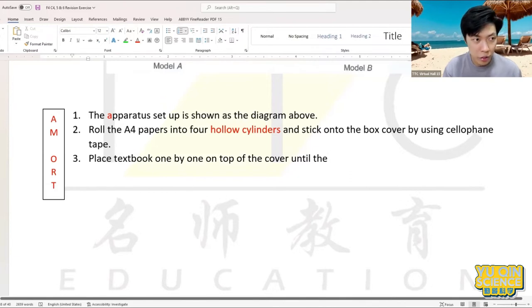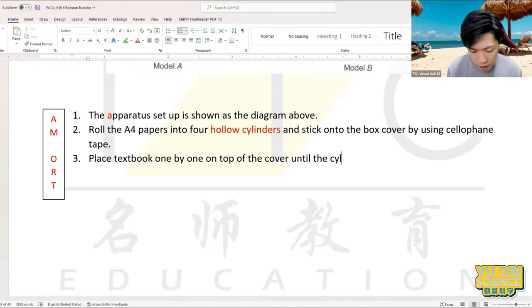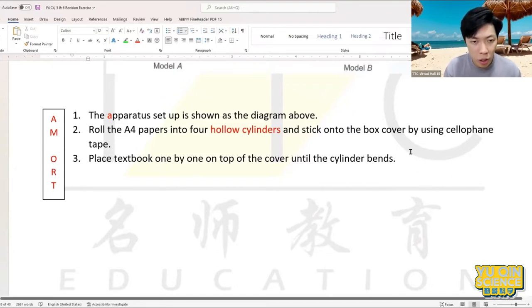Wait, let me see what I should find. Okay, so number three, place textbook one by one on top of the cover until the cylinder bends. Something like that. Or the paper rolls out, or the cylinder bends.